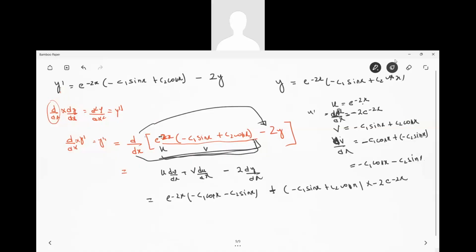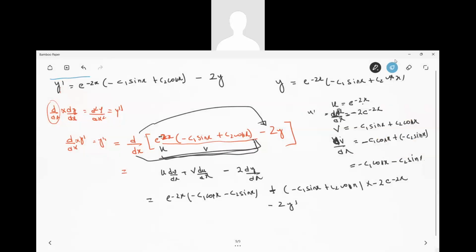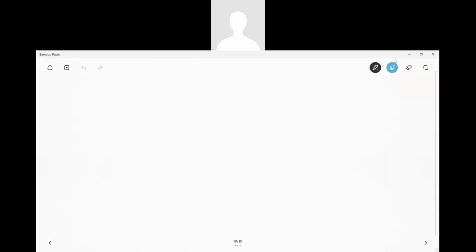Then this is minus 2y dash, right? Now you see, y dash you have already calculated. This is the value of y dash. Minus 2y dash you have already calculated. So basically now what is happening is your y double dash value, which you got as e power minus 2x minus c1 cos of x.